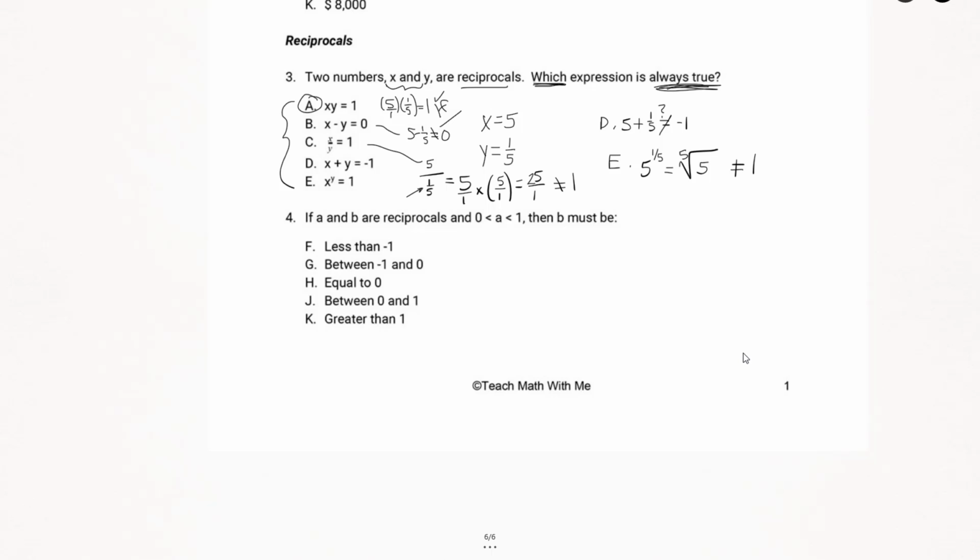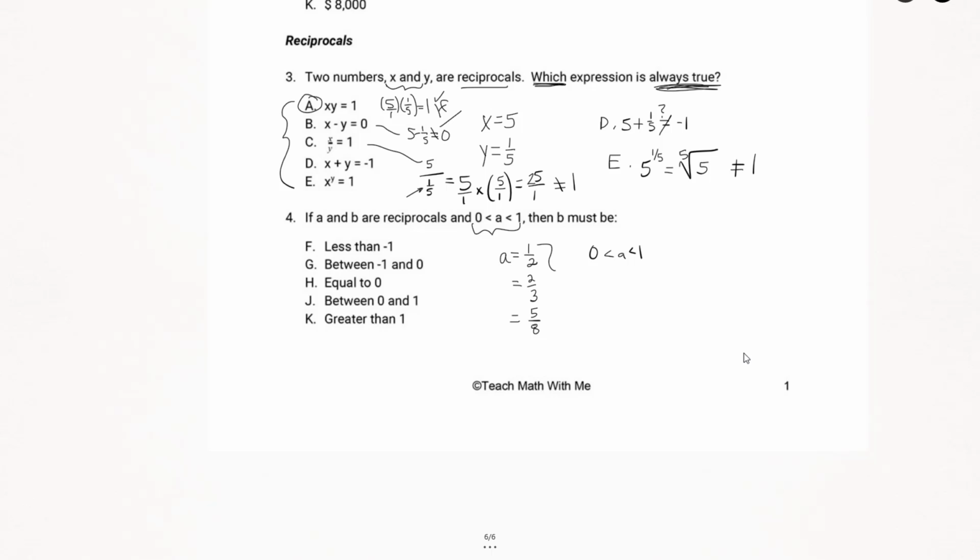If A and B are reciprocals and 0 is less than A is less than 1, then B must be what? First, we know A and B are reciprocals, but it gives us a little more information about A. It says A falls between 0 and 1. What values are between 0 and 1? Fractions, right? I could say A is equal to 1/2, which would fall in there. Or A could be equal to 2/3, or 5/8. Any fractional value that is between 0 and 1.